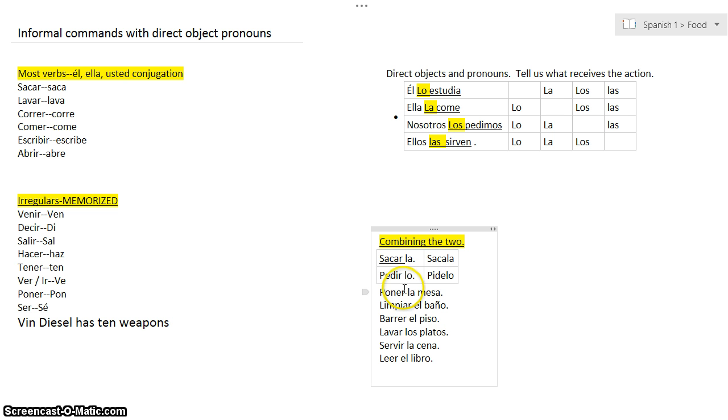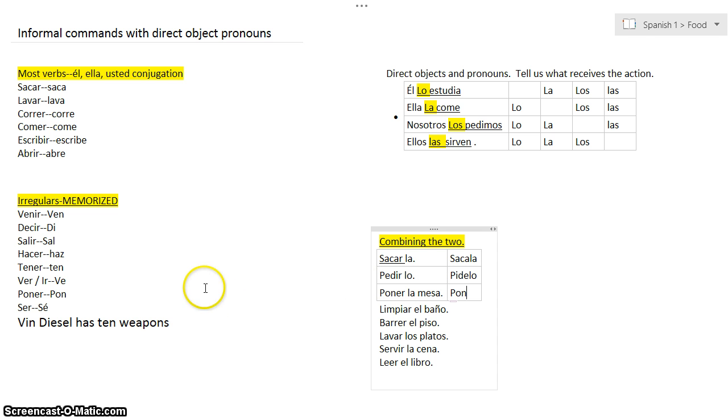Poner la mesa. Well, we have the verb poner, and we're going to change poner to pon. Okay, because it's one of our irregulars over here. So pon is right here. It's one of our irregulars. And then we'll attach the direct object pronoun. Poner la what? La mesa. So we're going to put the direct object pronoun la. Pon la.